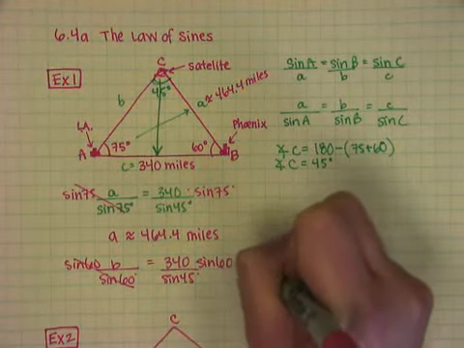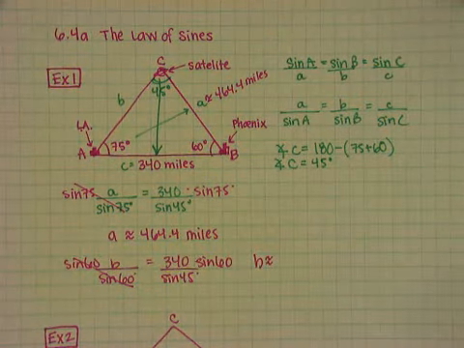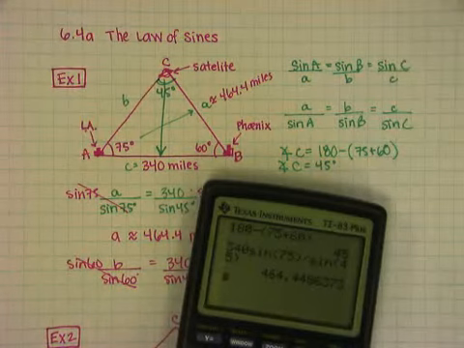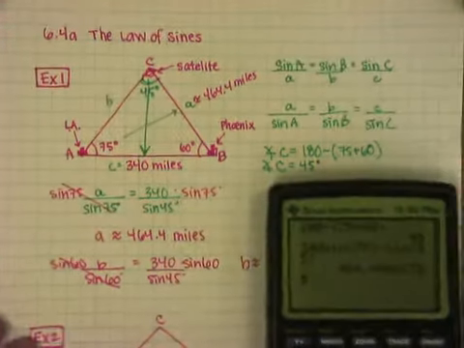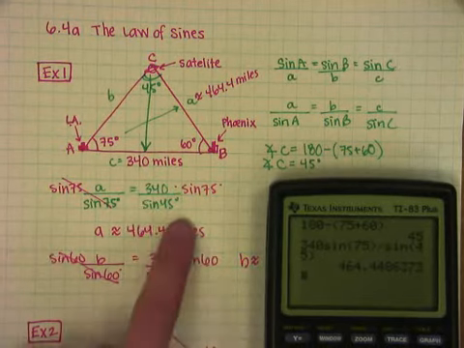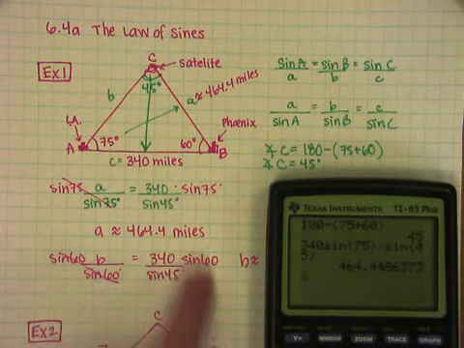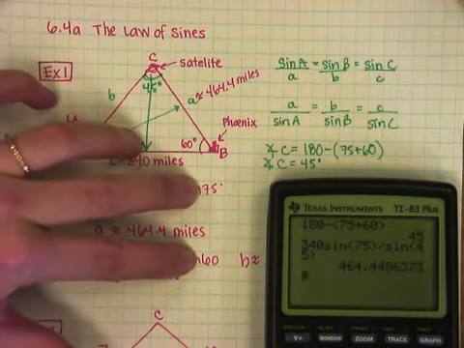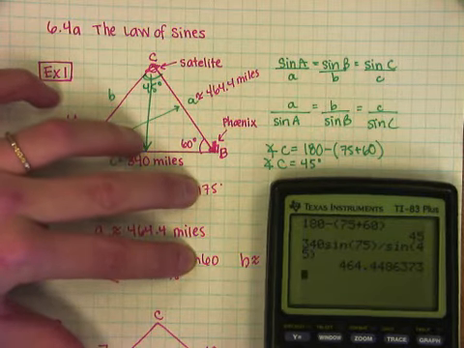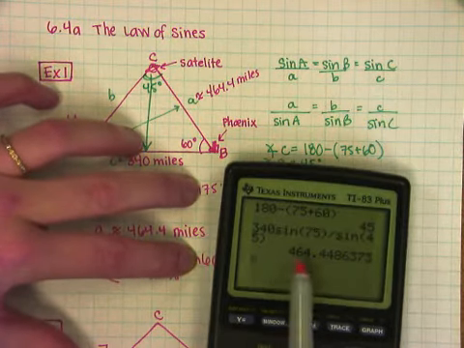And we get B is approximately, oh, you know what? I just did a calculator trick that you guys should see. Some of you maybe already know this. So I know that I'm getting pretty much the same thing here as I did above. I want 340 times the sine of something divided by sine of 45. The only thing that's changing here is the 75 and the 60. I'm lazy and I don't want to have to retype all of that into my calculator.